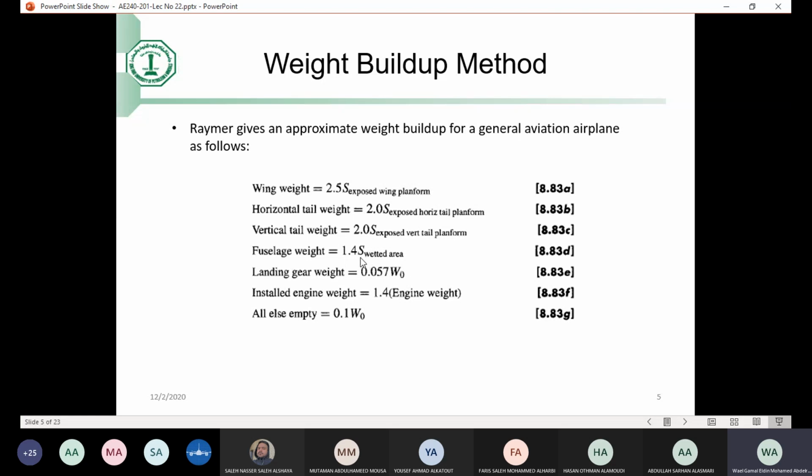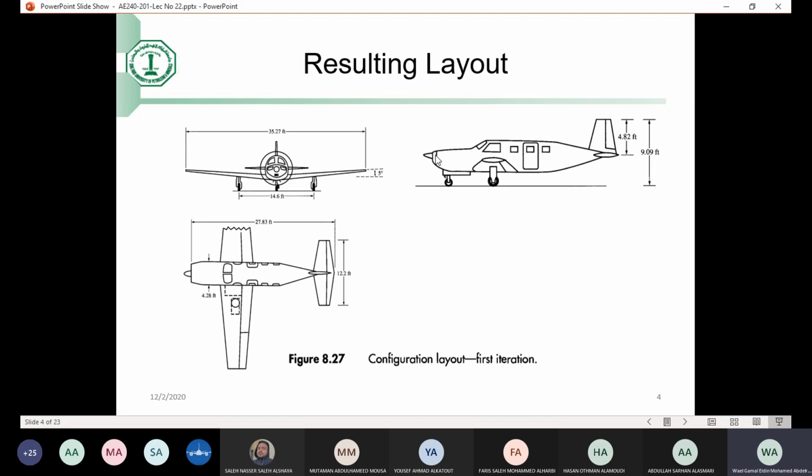Now that's a tricky part. Can you estimate the external surface area of this fuselage so that I can multiply it by 1.4 and get an estimate of the weight? Remember, I have all the dimensions of the fuselage. I know this length, I know the width, I know the height. I know all the dimensions. Can you estimate the external surface area of this fuselage?